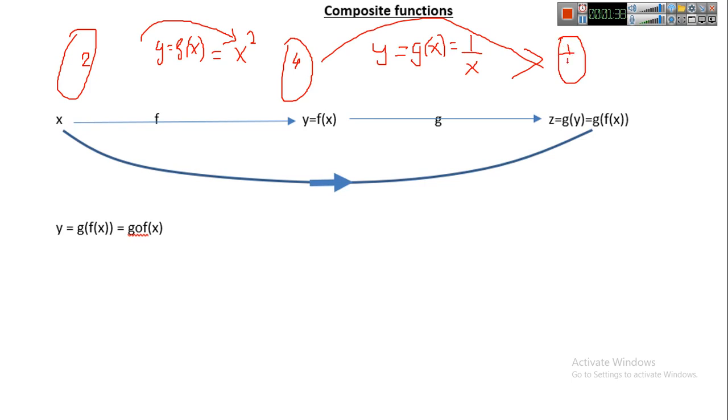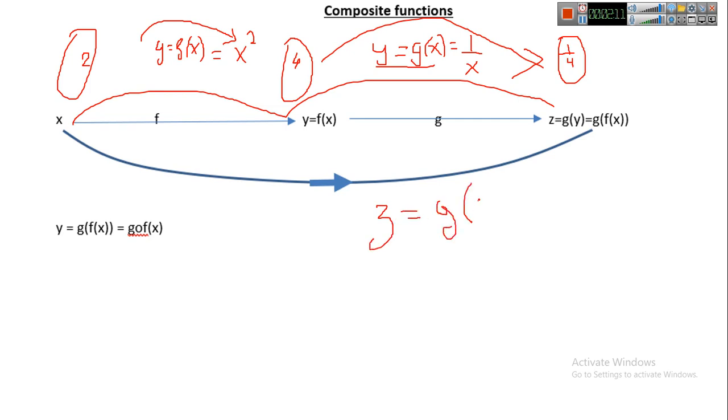Okay, so we have two functions. In the first one, we had y equal f of x equal x squared. In the second, we had y equal g of x, which is equal to 1 over x. So here we have two different functions. So instead of going from here till here, then from here till here, we can go directly under the two functions f and g by writing z, for example, equal g of f of x. So what is z equal g of f of x? It's a composite. It's two consecutive functions.